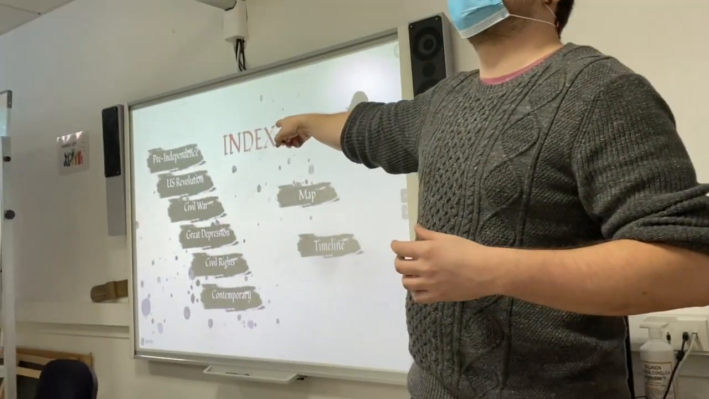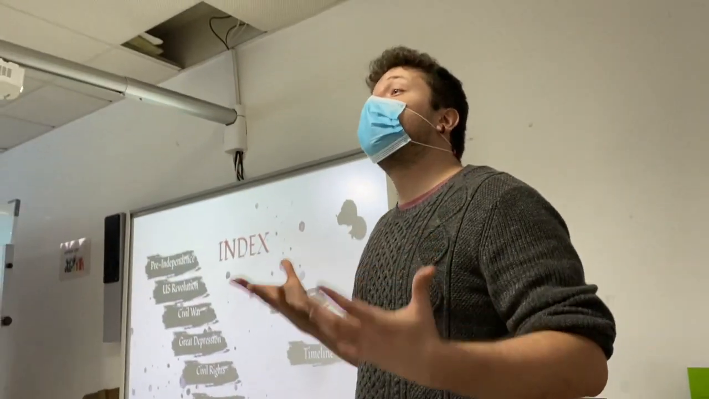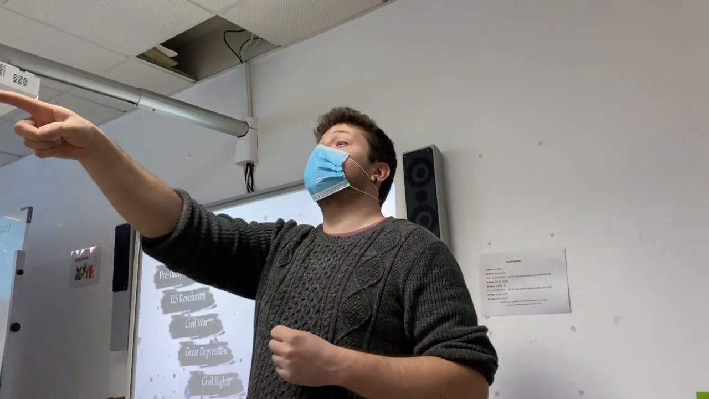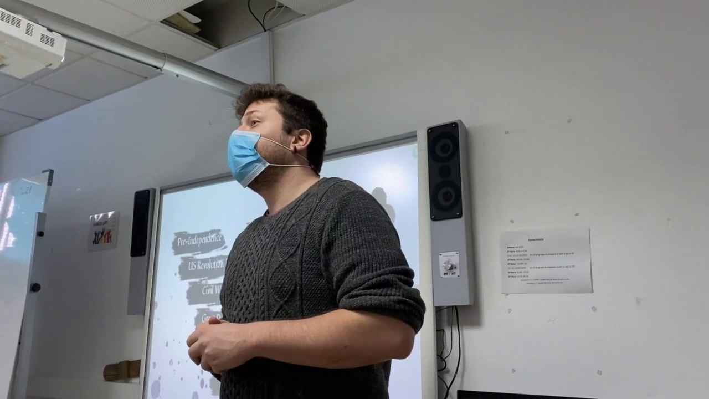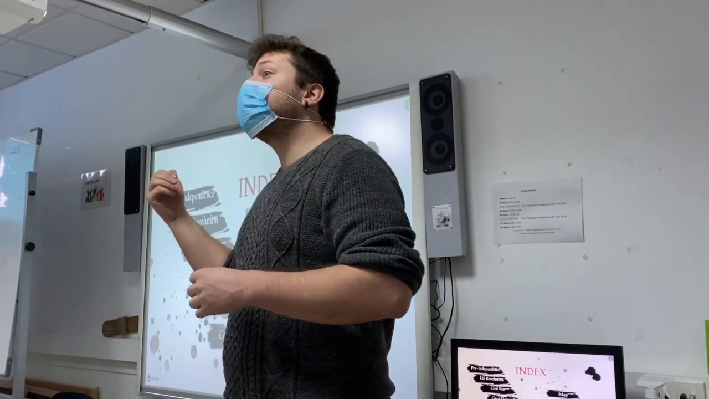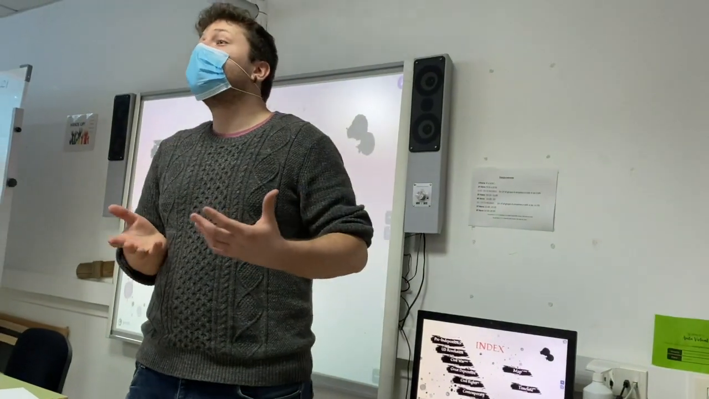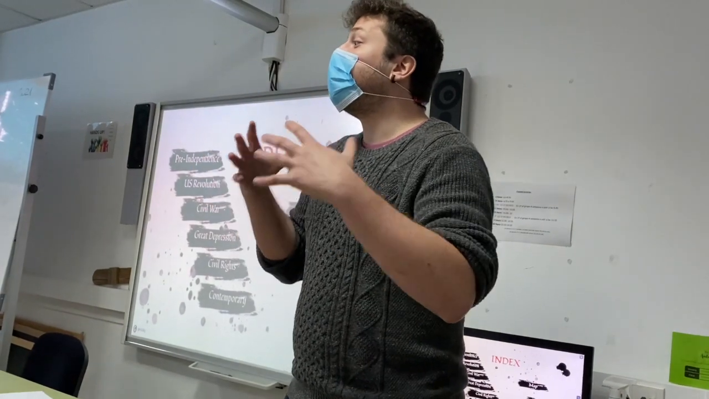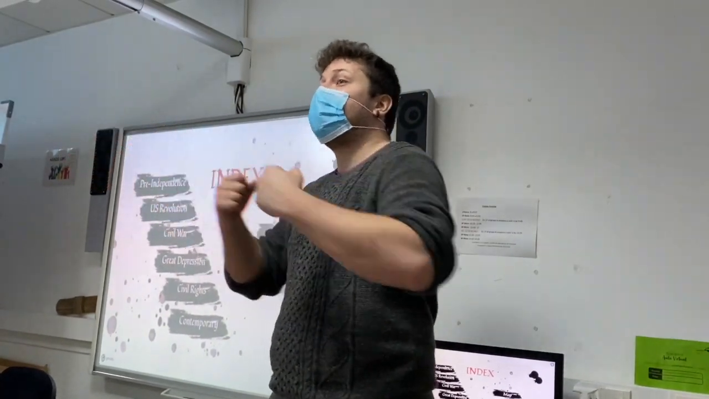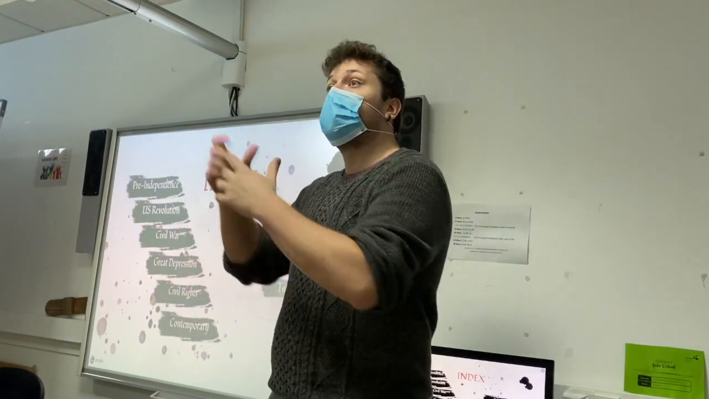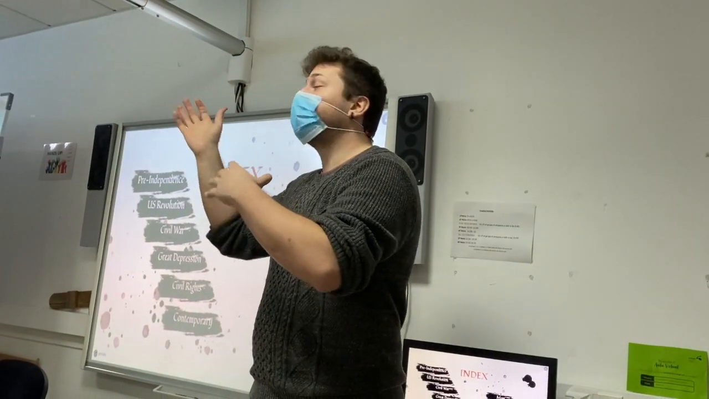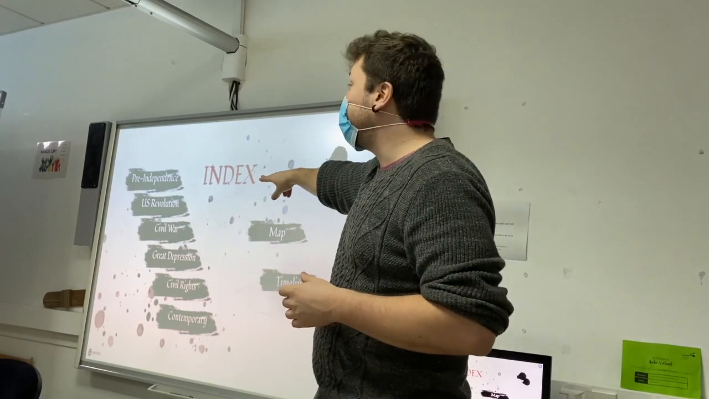Then the US Revolution. What happened in pre-independence? The Americans fought for independence. That's when the United States became a country and it gained independence from the British, from the United Kingdom. Okay? That's the second period that we're going to study.